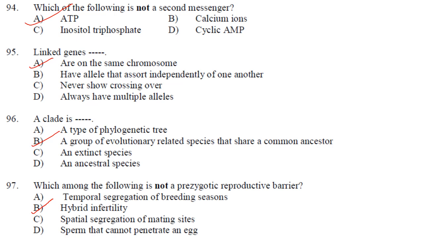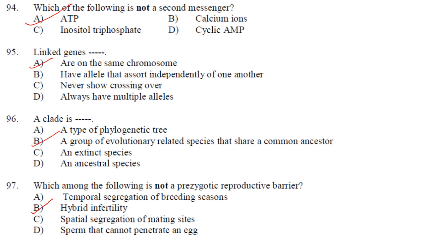Then a clade is a group of evolutionary related species that share a common ancestor. Answer is option B. Which among the following is not a pre-zygotic reproductive barrier? So what is a pre-zygotic barrier? It is a mechanism that blocks reproduction from taking place by preventing fertilization. So it prevents fertilization, that is a pre-zygotic reproductive barrier. So it can be through temporal separation, spatial separation, etc. All these are pre-zygotic reproductive barriers.